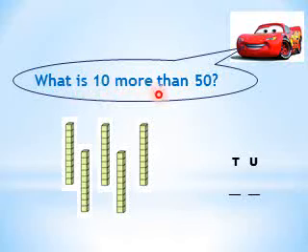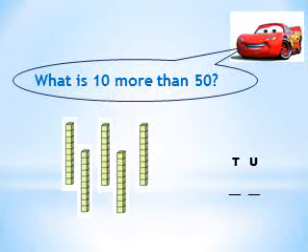What is 10 more than 50? Here I have my 50. How many tens? 1, 2, 3, 4, 5. I have 5 in the tens place and I have 0 in the units place. So I have 50. Or we can count it in another way. 10, 20, 30, 40, 50. The same answer.